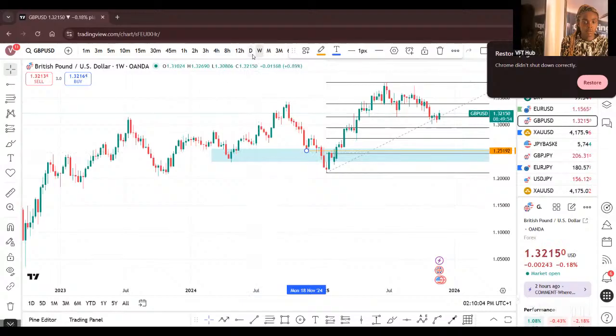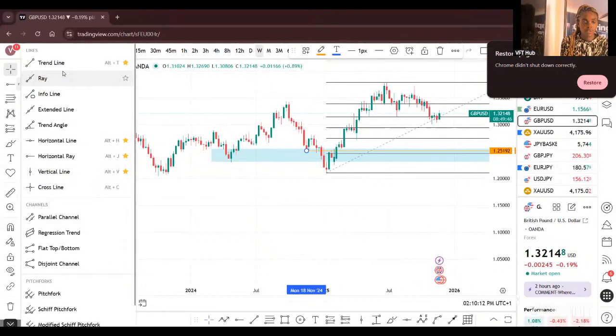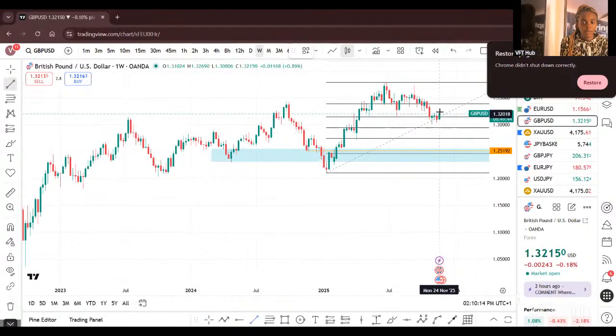So this is just a recap on the weekly time frame. Everything seems to be as it is. We want to see price retracing right back into this left shoulder right here at 1.25192. Shoulder sweep to the downside, go to the upside. Once price returns into this left shoulder, I am more than willing to buy.